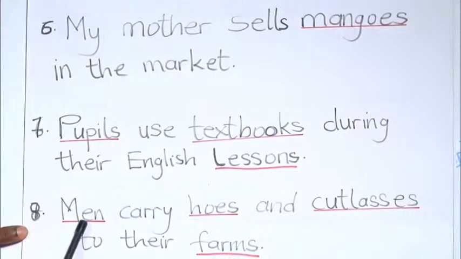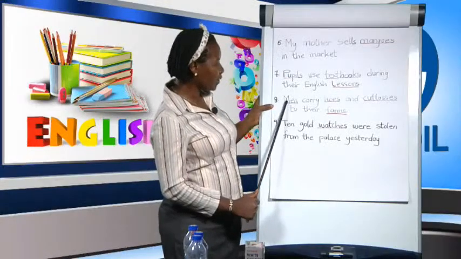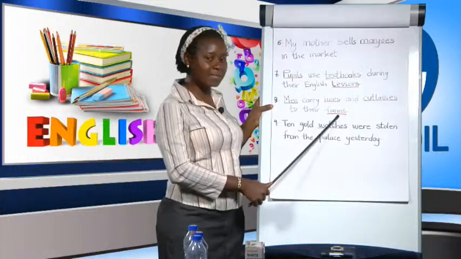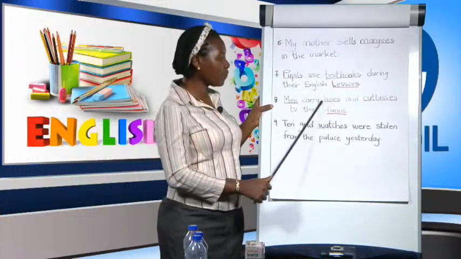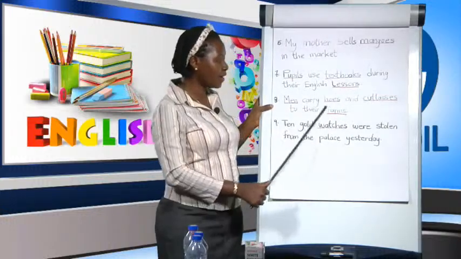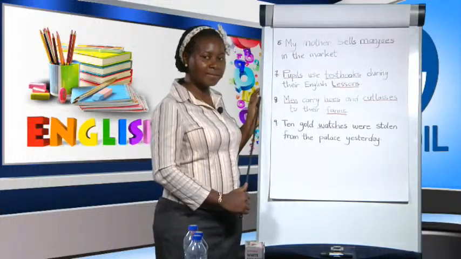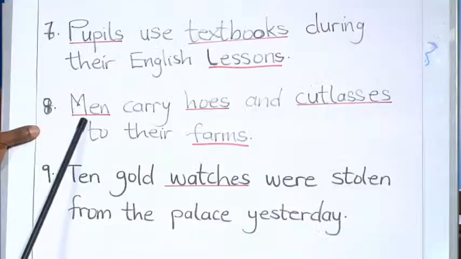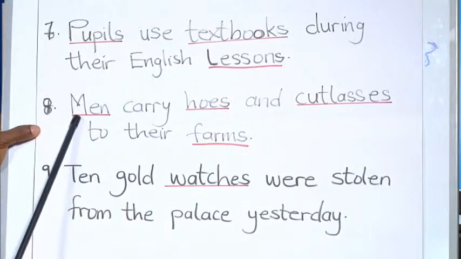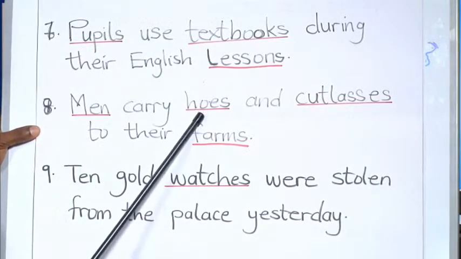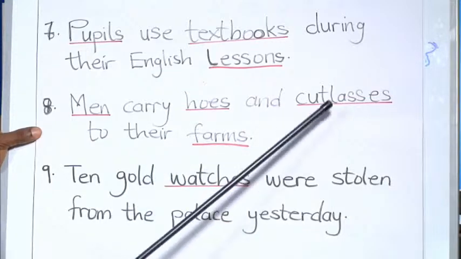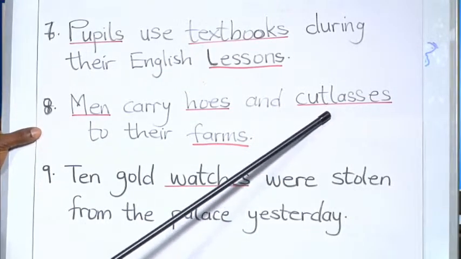Number 8, men carry hoes and cutlasses to their farms. Can you tell me the count nouns? We have here men. Men can be counted. 10 men, 20, 5, 2 men. Yes, we can count them. Hoes. We carry hoes to farms to weed. So we can count hoes. What about cutlasses? Yes, we can count cutlasses.